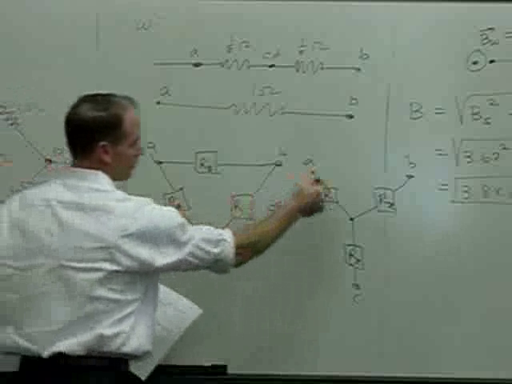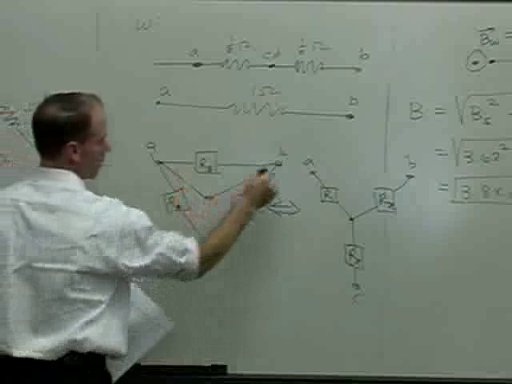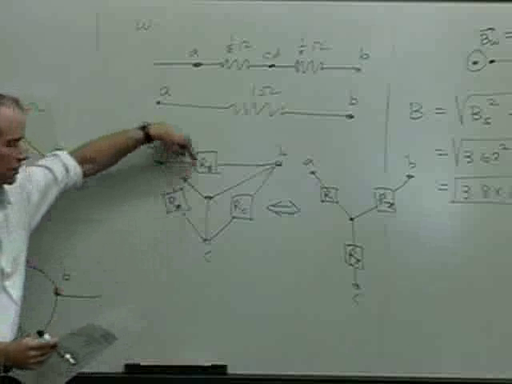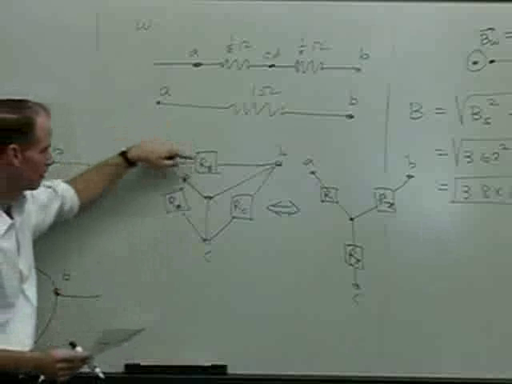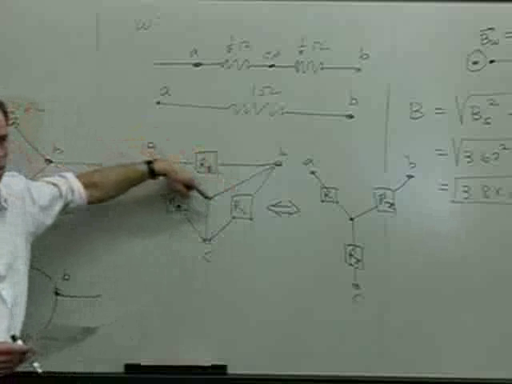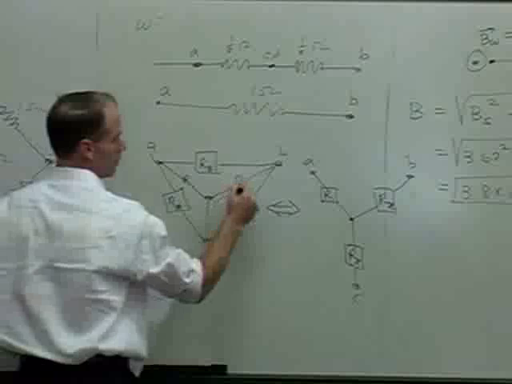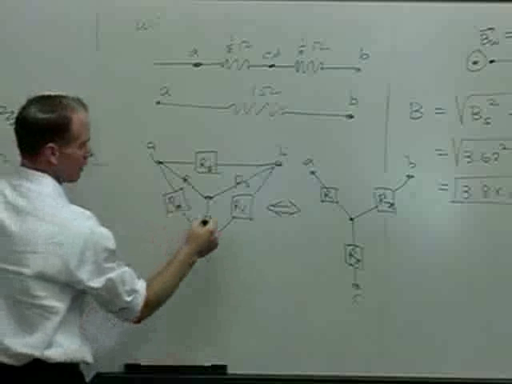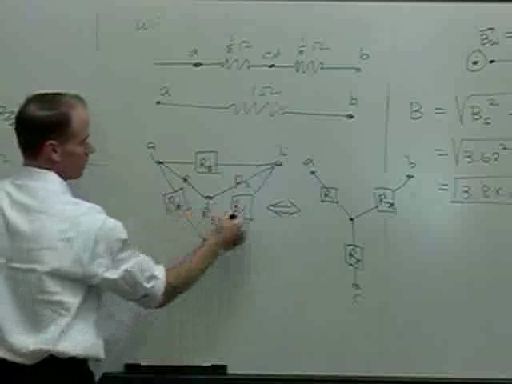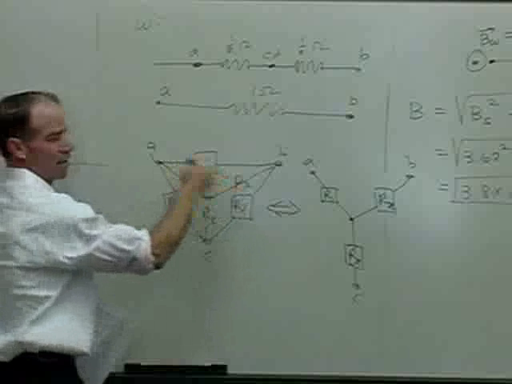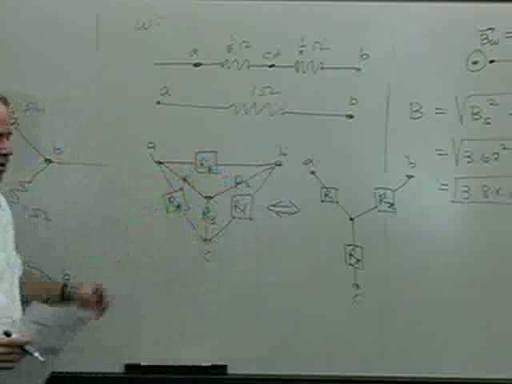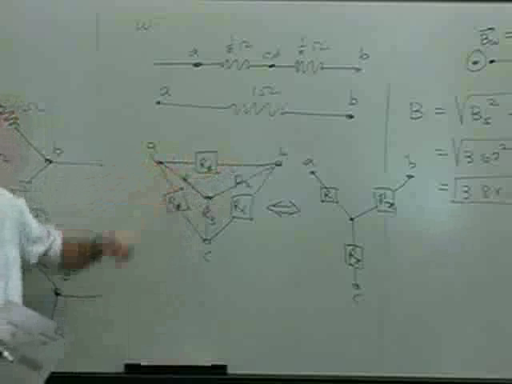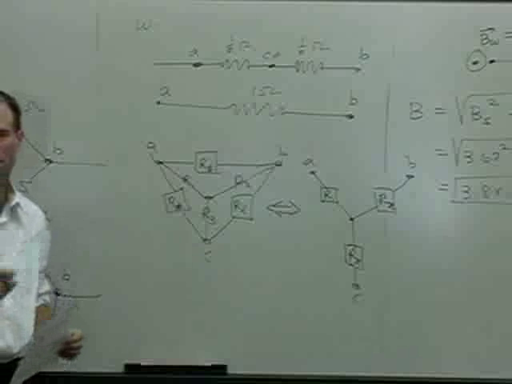I want to create R1, which would be like this. I want to create this network here, the R1 being right there. I would take the product of these two over the sum of these three, and that would give me R1. And I would get R2 by taking the product of these two over the sum of the three, and R3 by taking the product of these two over the sum of 3. So I can transform one network into a different network, and once I do that transformation, maybe I can use series and parallel formulas after that.